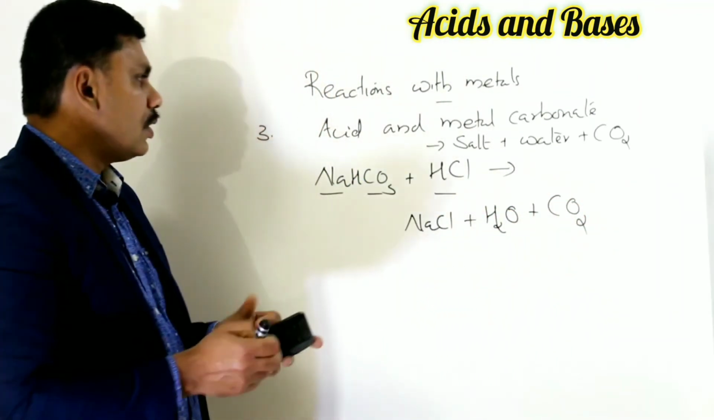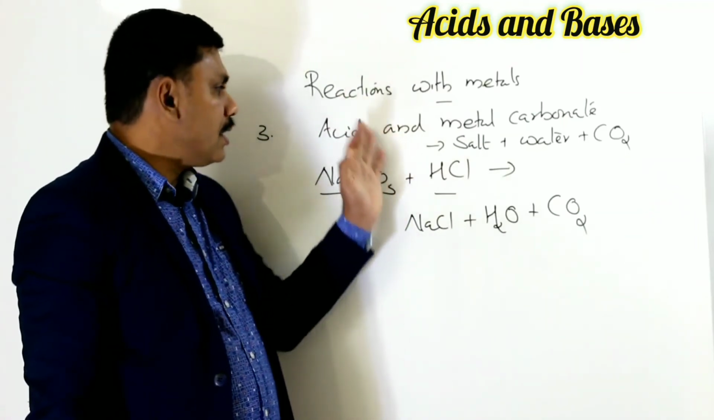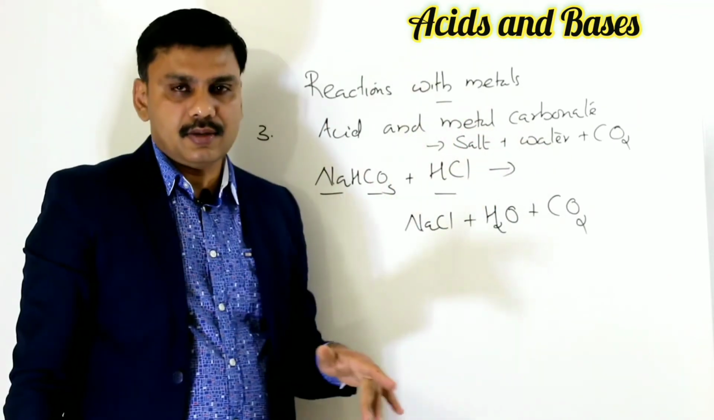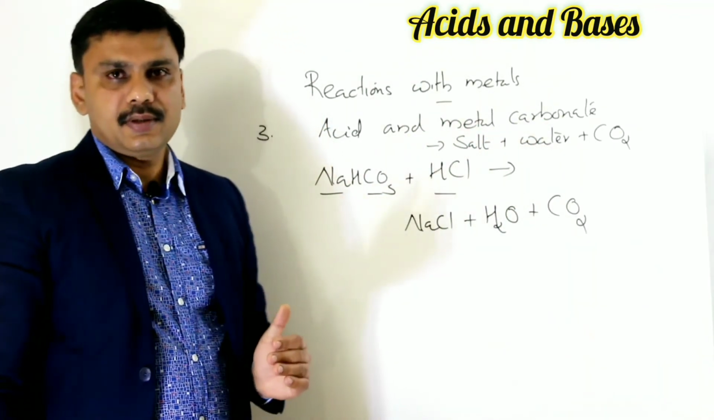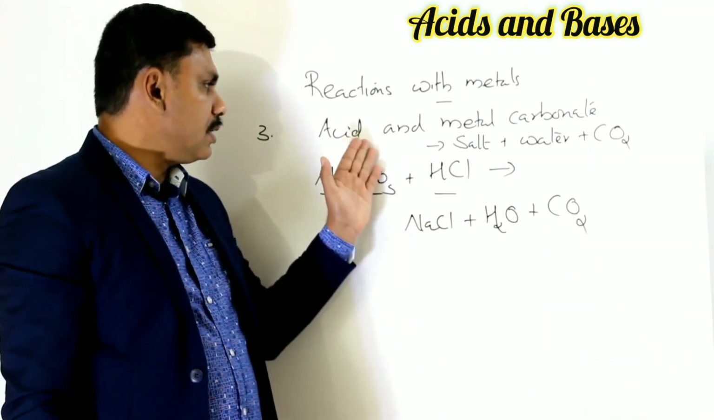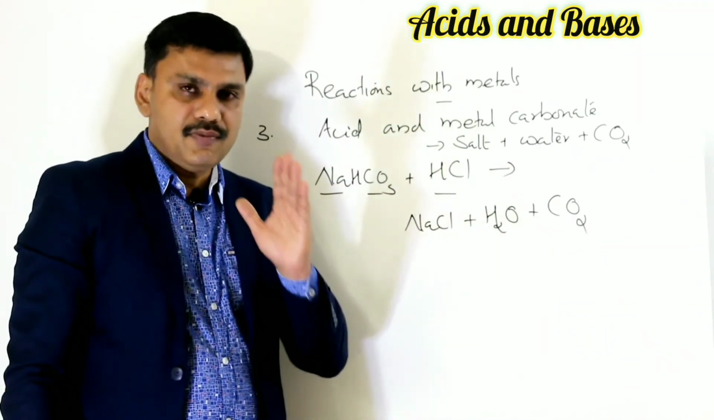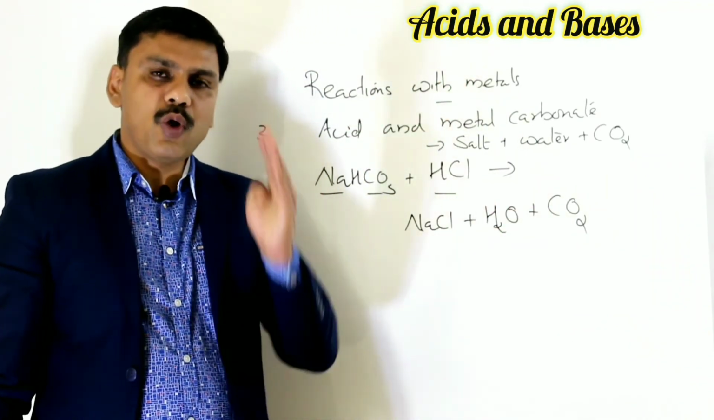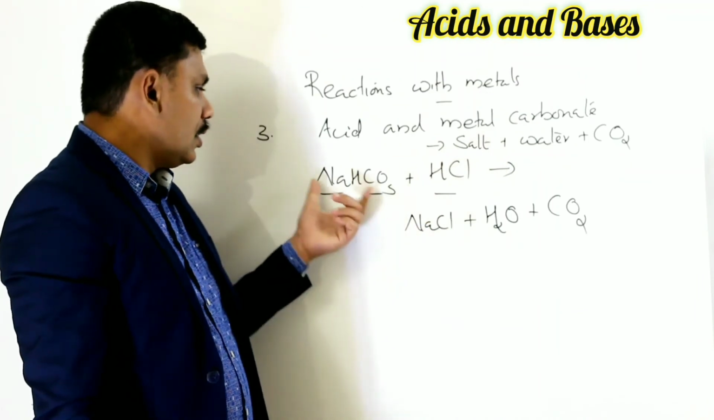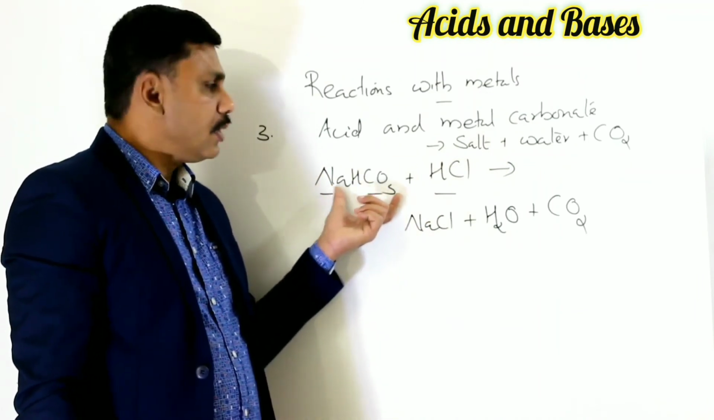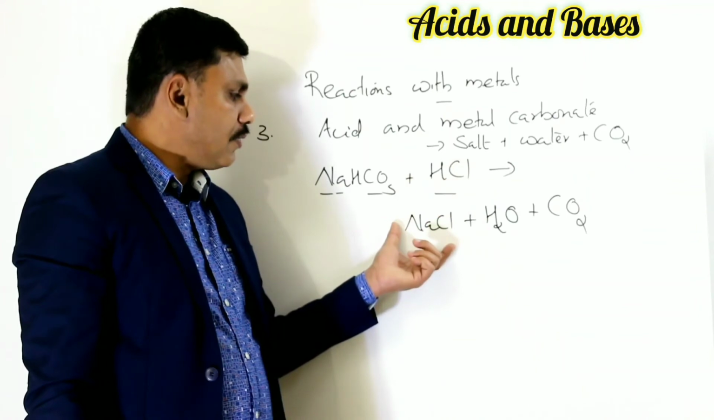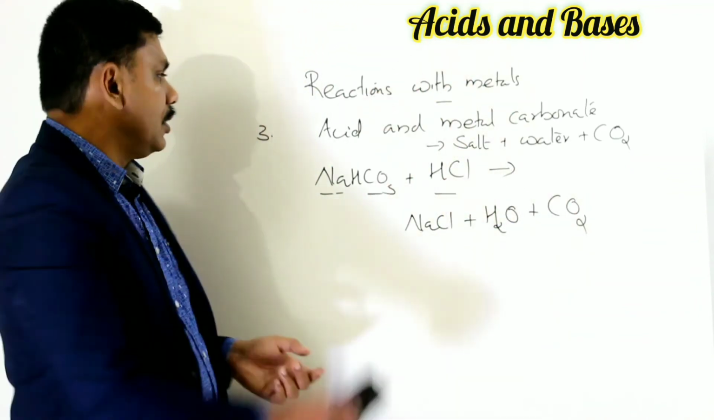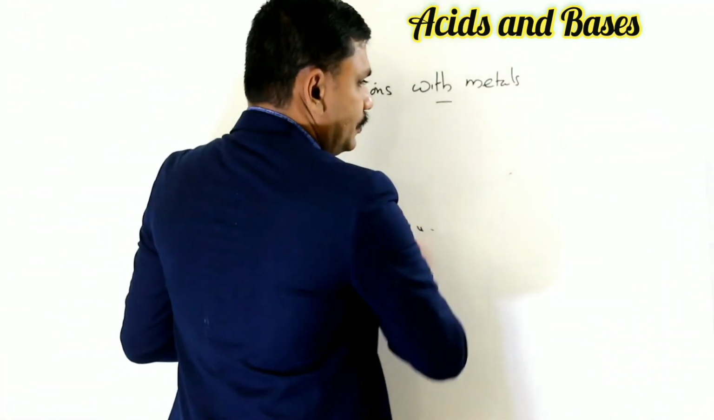So the general equation you have to memorize like this: acid plus metal carbonate gives salt and water plus carbon dioxide. If the acid is reacting with the metal carbonate, it is giving salt, water plus carbon dioxide. So it will always give salt, that is NaCl, water plus carbon dioxide. This is the third reaction.